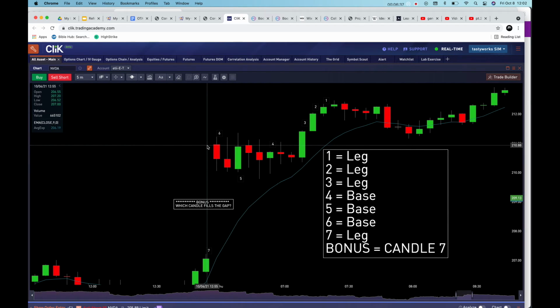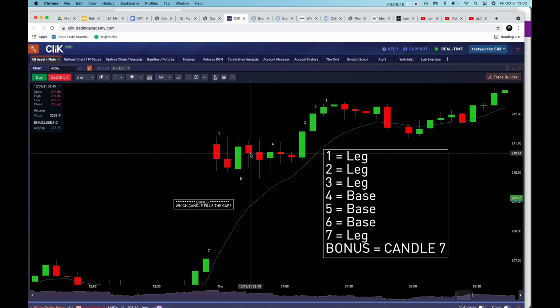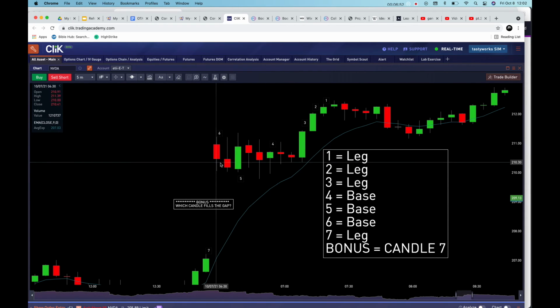Also, we can see that candle 6 does not extend beyond the range of these other candles, so it would not be considered a leg. It would also be a base. In fact, all of these candles in this general area here would be considered basing candles. All right.